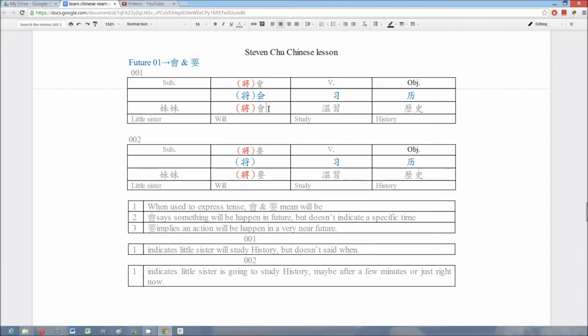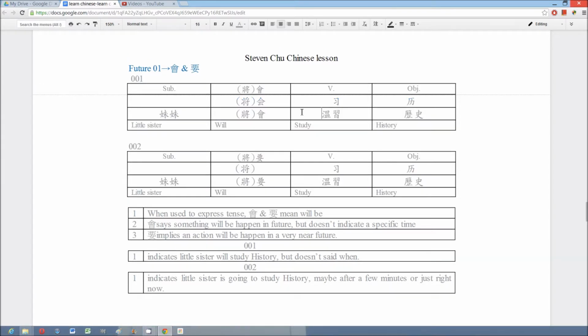We have two examples. Number 1, 妹妹會溫習歷史. That means little sister will study history. We put the word 會 in between the subject and the verb. Example number 2, 妹妹要溫習歷史. It also means that little sister will study history. We also put the word 要 in between the subject and the verb.